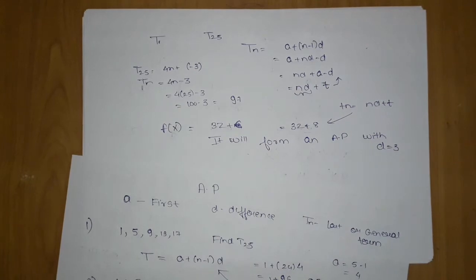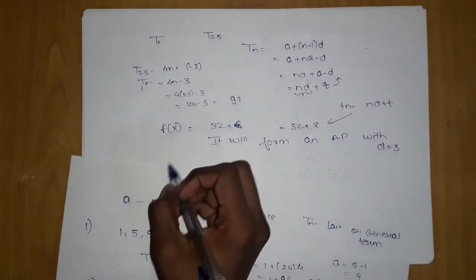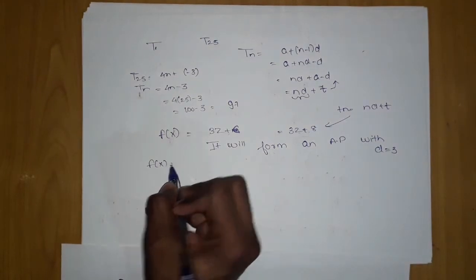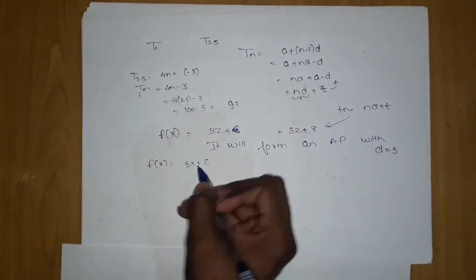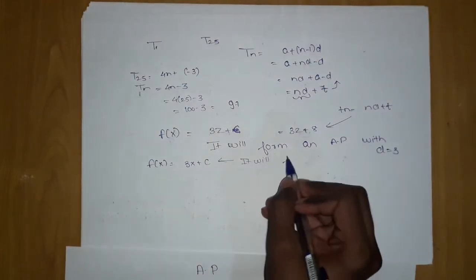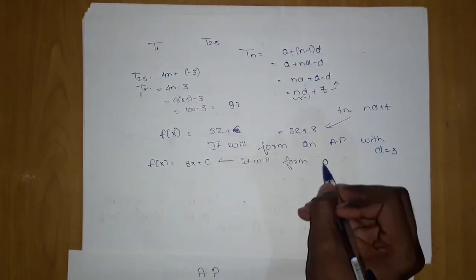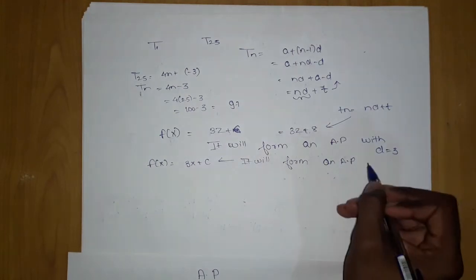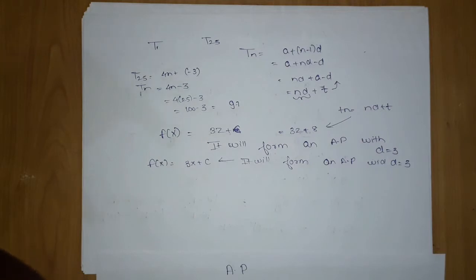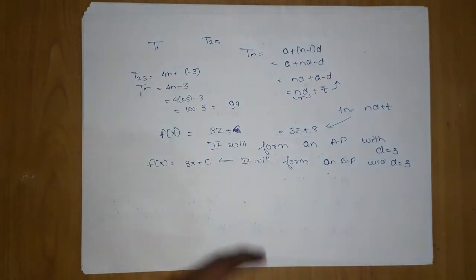So whenever a function of this form is given, f of x is equal to 3 into x plus some constant, it will form an AP with d equal to 3. This was the thing we should know. This was the trick. Try to use it again and again so that you can calculate faster. This will increase your speed.